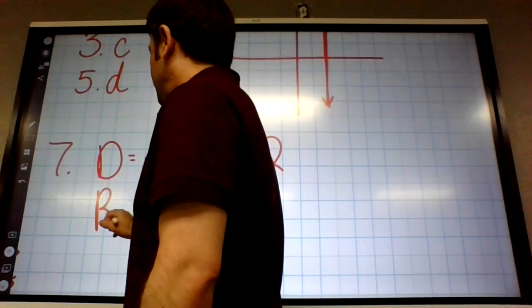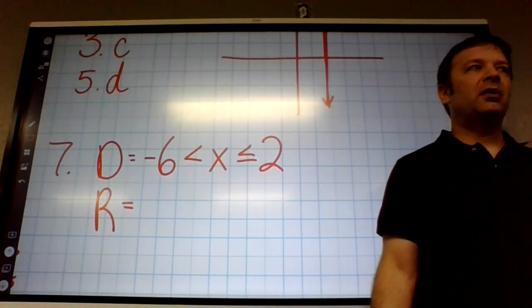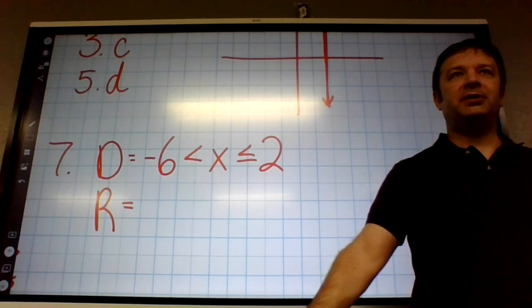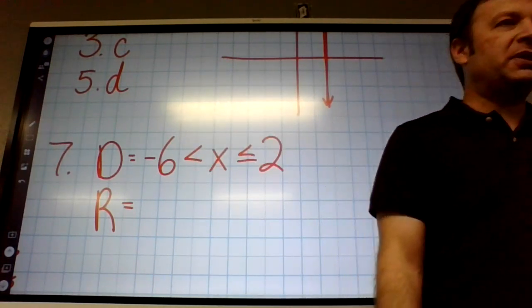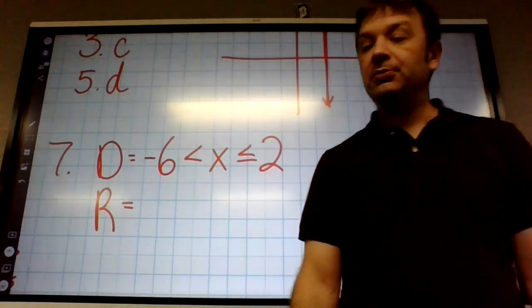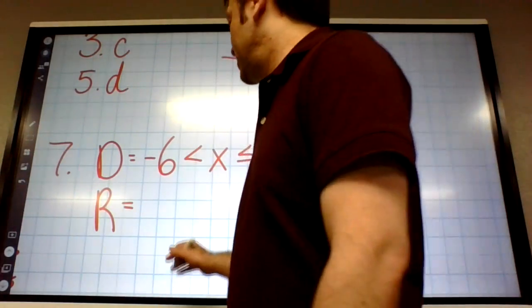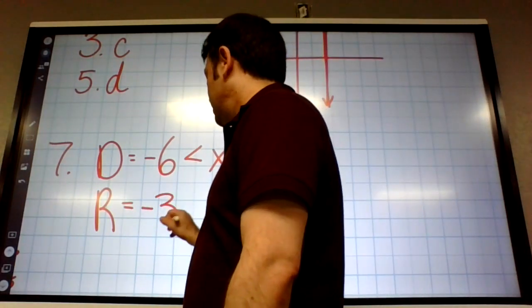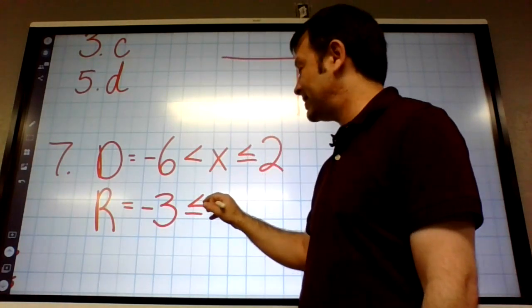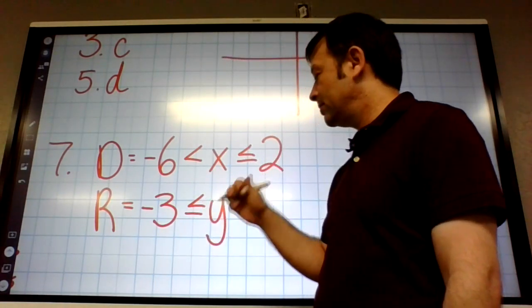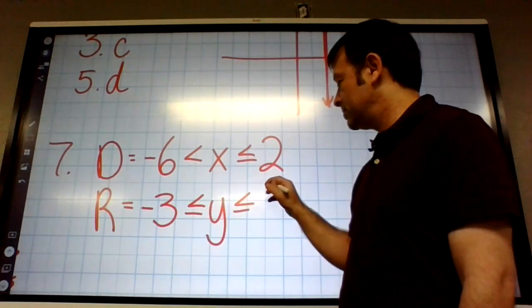Okay, then the range would be the what? The y values, right? So that's up and down. So it's kind of the same thing. What is the lowest y value on number 7? How low does it go? -3. Is -3 included? Yes. It looks like it's touching at -3, so I'm going to put -3 less than or equal to y, less than or equal to 6, and it goes up to 6. Is 6 included? Yes.